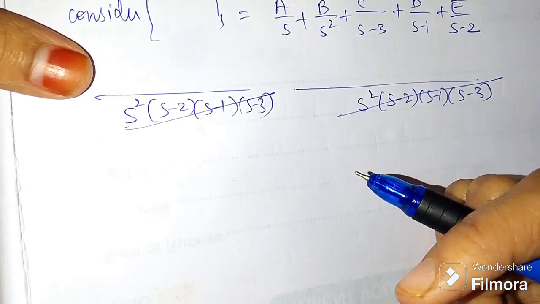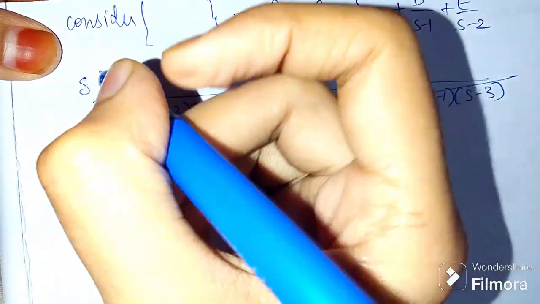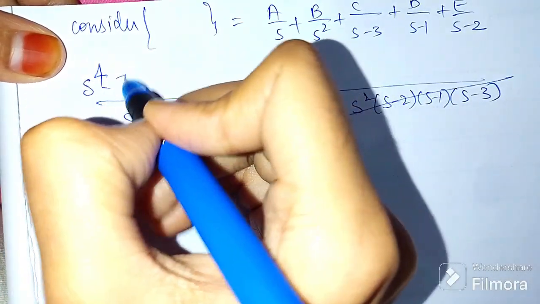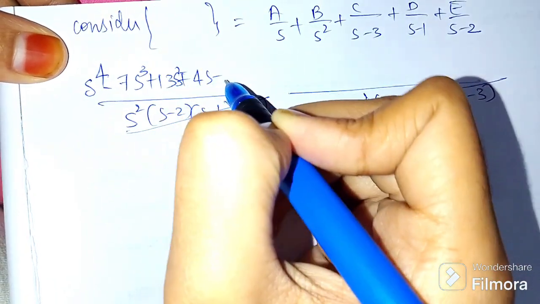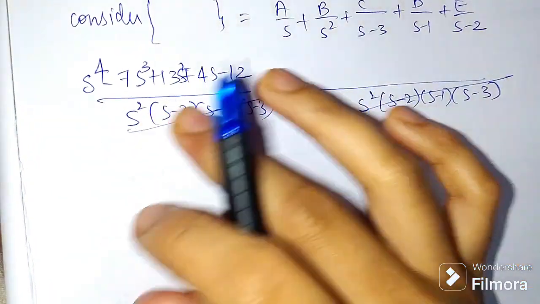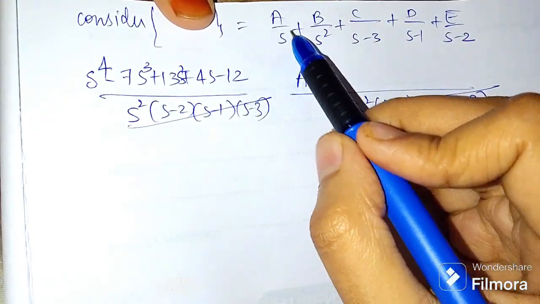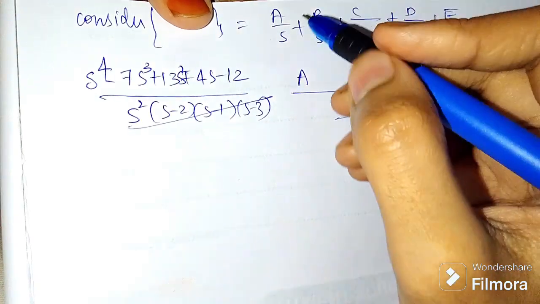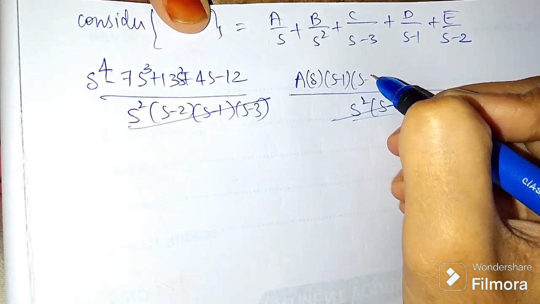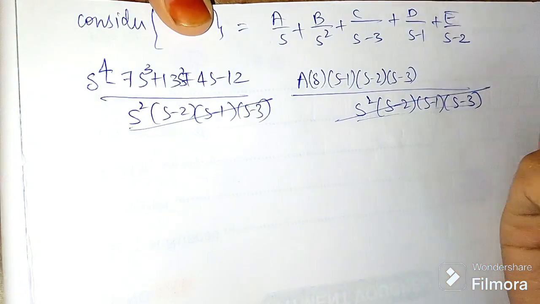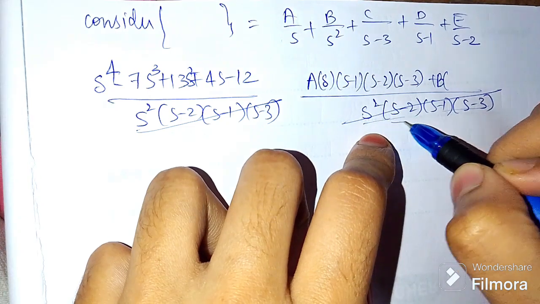Now we should care about the numerator. How are we going to write? So this side, if you solve completely, we'll have s power 4 minus 7s cube plus 13 s square plus 4s minus 12. Okay, solve that numerator. Now see here, A into, I have s, so I need to write s into s minus 1 into s minus 2 into s minus 3. For B, s square is there, so I should write all this.